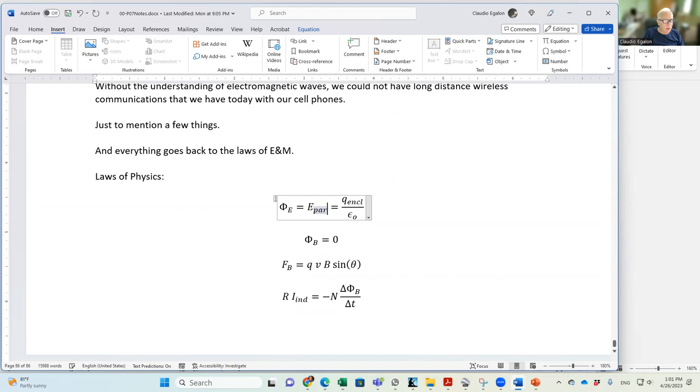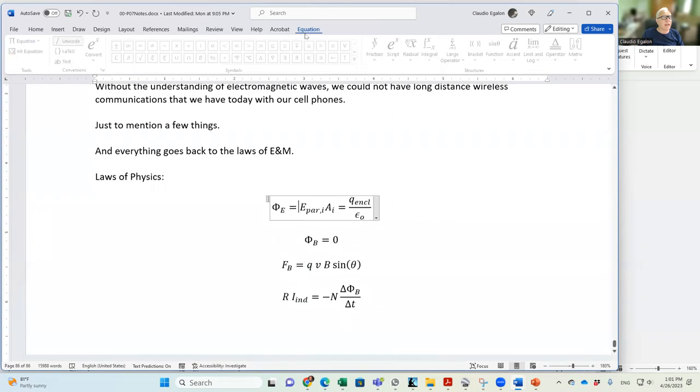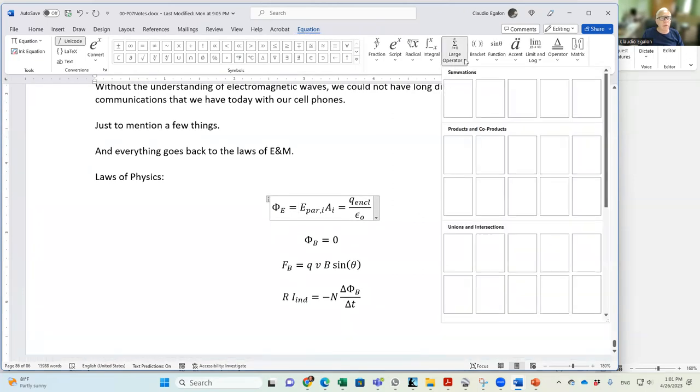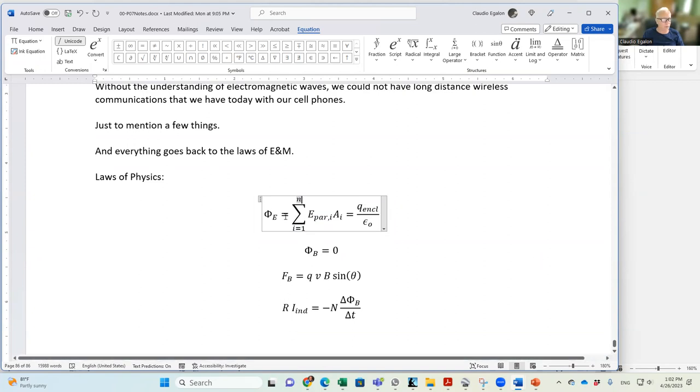Parallel, okay? Parallel to the A vector, and if you have more than one surface, you should put this subscript here, and let's not forget that we have that summation that goes here. PAR stands for electric field parallel to the area vector of your imaginary Gaussian surface. It goes from one to n surfaces, depending on the surface that you choose.